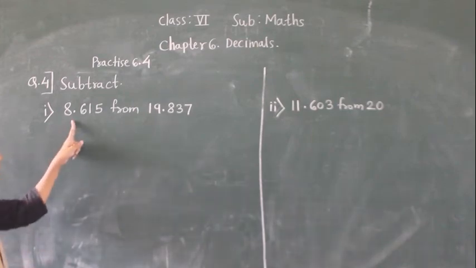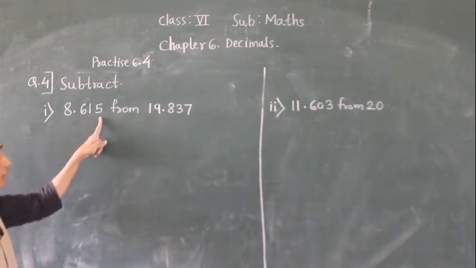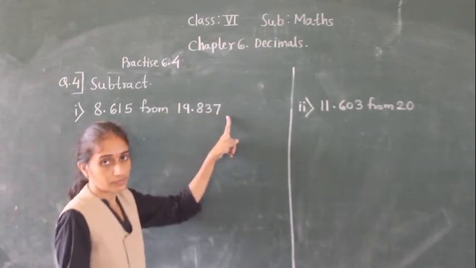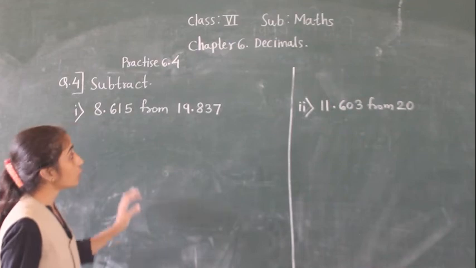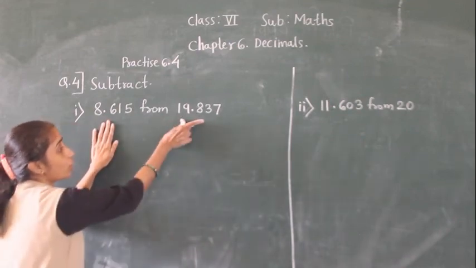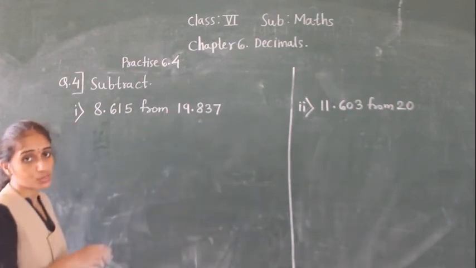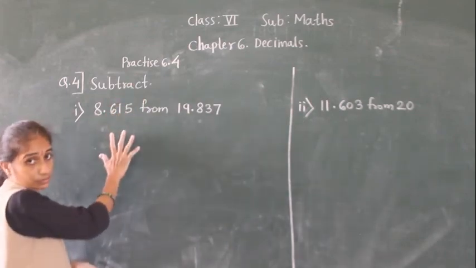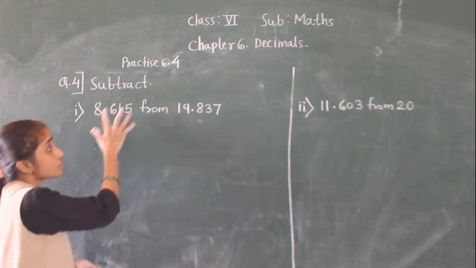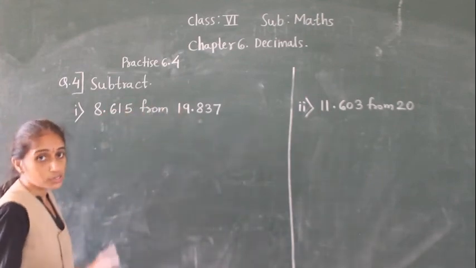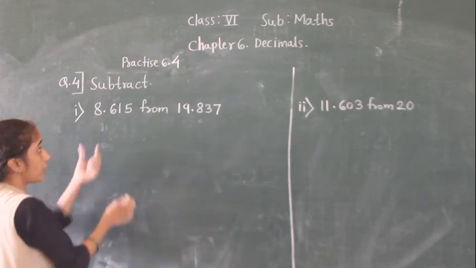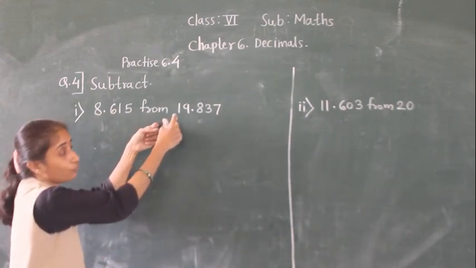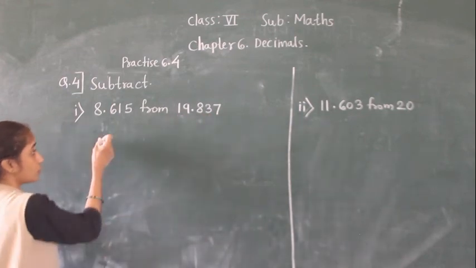Question number 4. Subtract 8.615 from 19.837. So what we are going to do? We are going to subtract these numbers from these numbers. See, most of the students, what they are doing here, it is given subtract, so they are subtracting from this number they are doing. So that is wrong. What is given? Subtract this number, we are going to subtract from. It is given from these numbers.